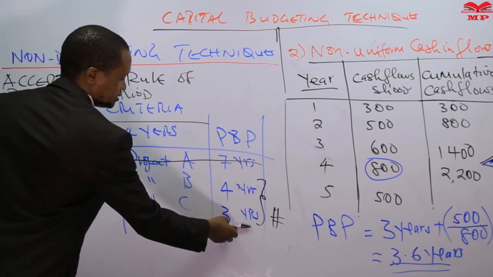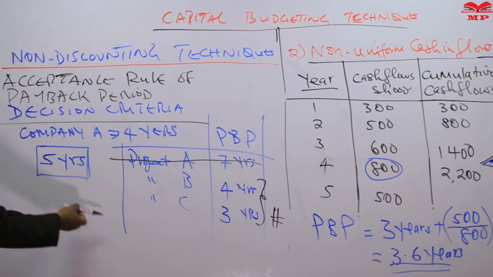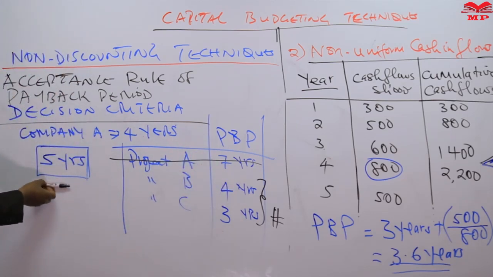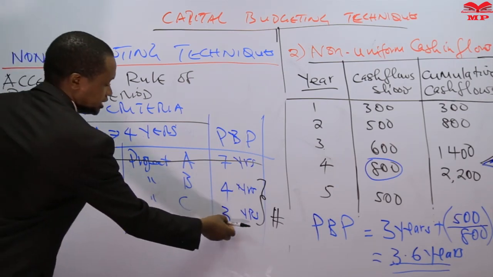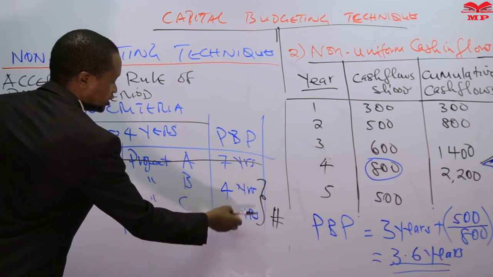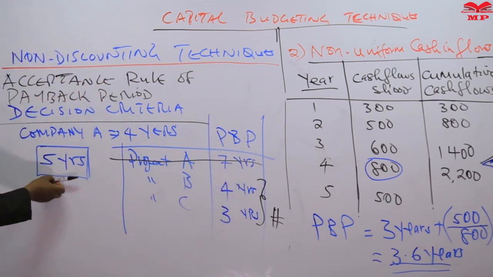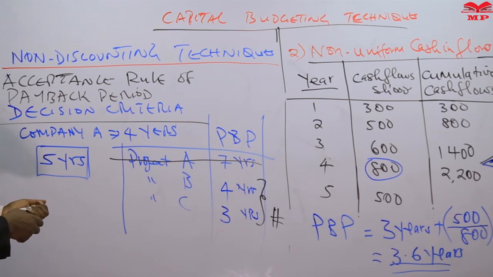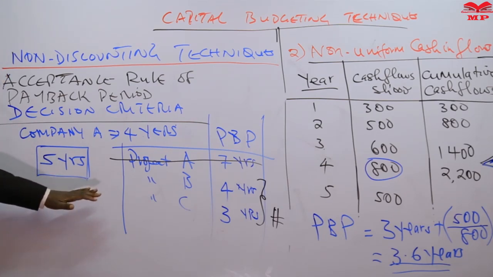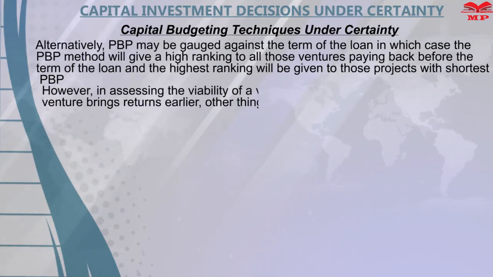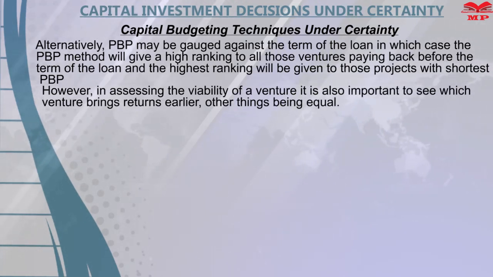By the end of the 3rd year, the project will have repaid the loan. That is the logic. By the end of 3 years, project C will have cash flows enough to pay back the loan. So that is the criteria here in the event where a loan is used to finance a project. However, in assessing the viability of a venture, it is also important to see which venture brings returns earlier, other things being constant.